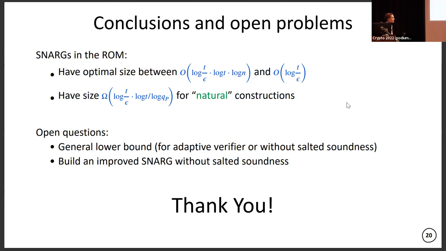For most parameter settings, q_P is actually in the order of poly n, and q_P is the number of queries. And n is the witness size. Yeah, n is the witness size, and q_P is mostly poly in n, so log q_P is actually order of log n. Note that if log t were order of log n, then anyway we have extremely short SNARGs, and actually we can show independently that this is not possible, assuming some standard complexity assumptions.